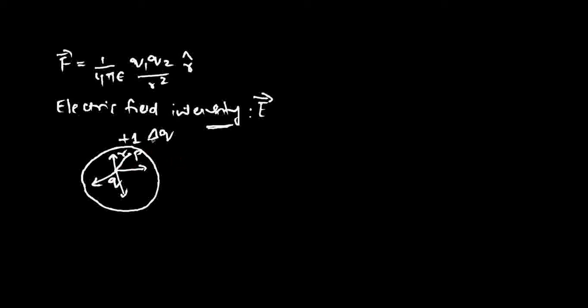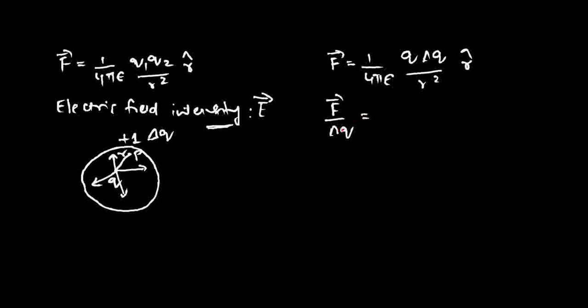Then what will be the force of repulsion between these two charges, the Q and delta Q? So the force between these two charges can be calculated using Coulomb's law as 1 by 4 pi epsilon Q delta Q by R square R cap. Take delta Q to the other side, then you get F by delta Q as 1 by 4 pi epsilon Q by R square R cap.